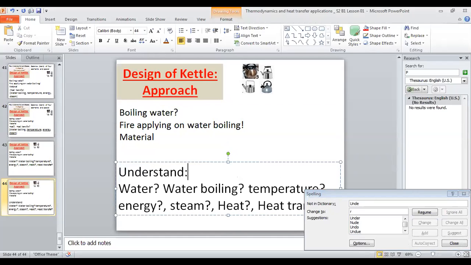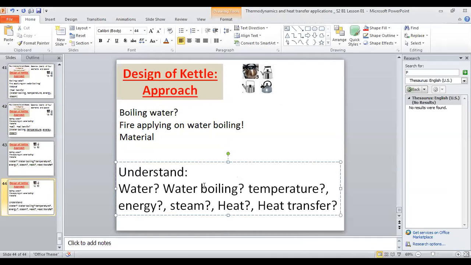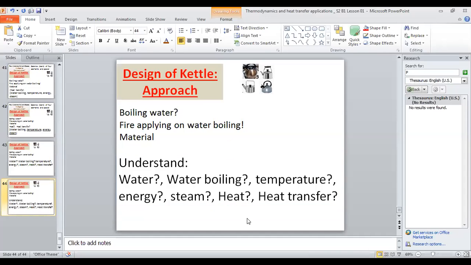Understand this. Water, water boiling, temperature, energy, steam, heat, and heat transfer. You will learn a lot out of this.